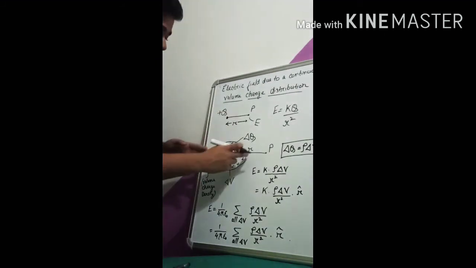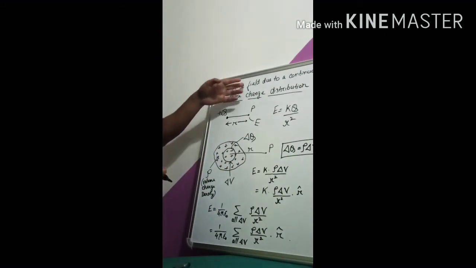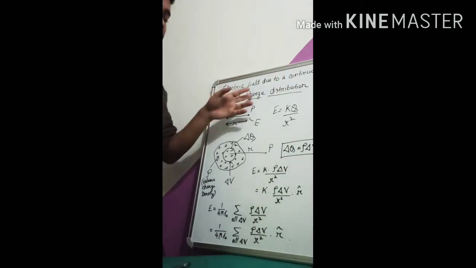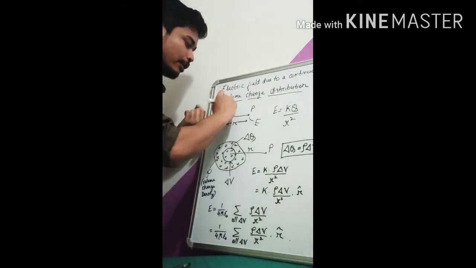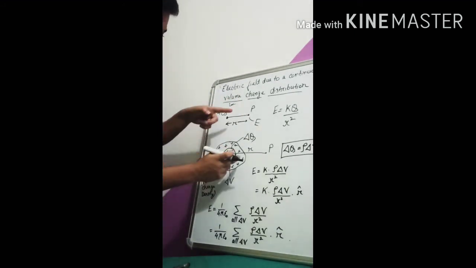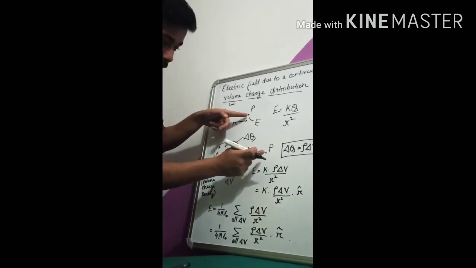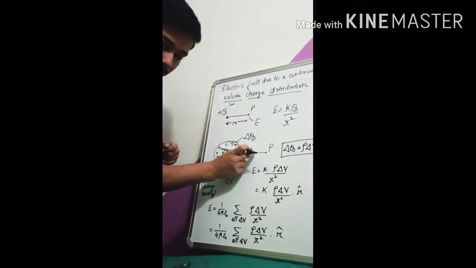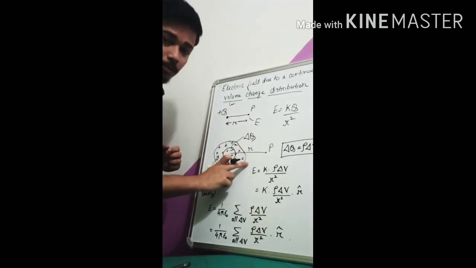Similarly, here we will have to calculate the electric field due to a continuous volume charge distribution. So here we have to calculate the electric field intensity at any point. Similar to this diagram, we have considered any arbitrary point P, which is at a distance r from this volume charge distribution.